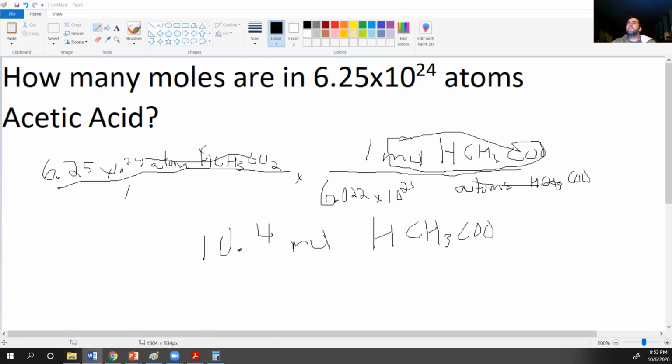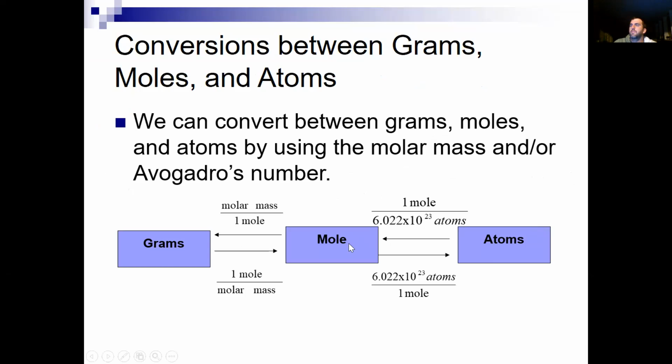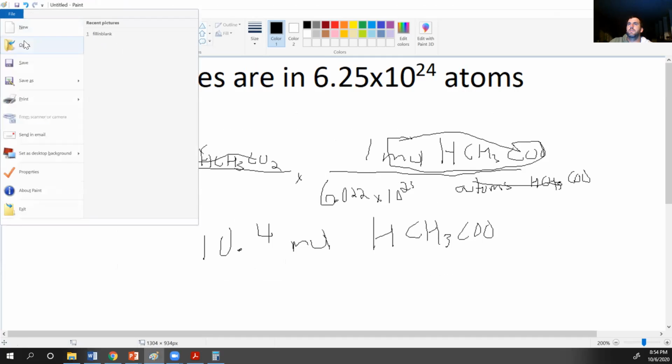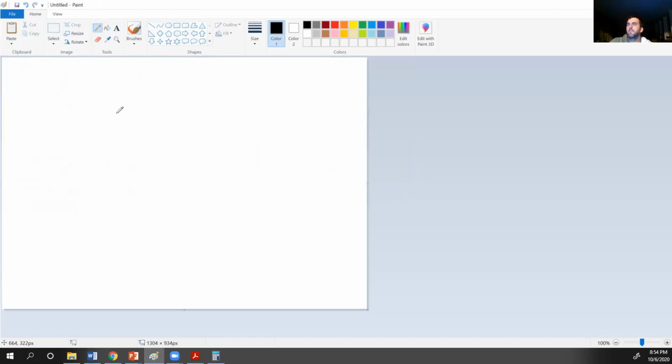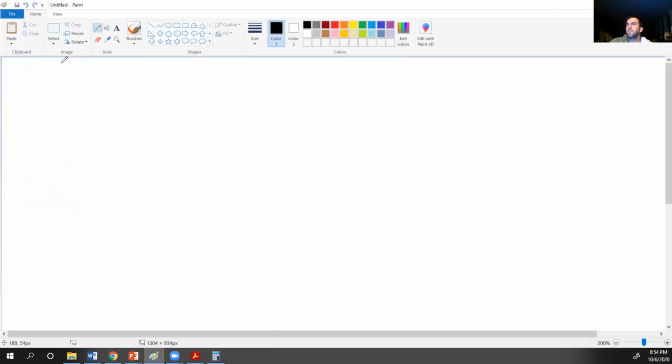Okay, so those are the one-steppers, okay? Because those are going from either atoms to moles, moles to atoms, or grams to moles, or grams to atoms. So now our next thing is we're going to take 2 steps in these. Okay, we're going to take 2 steps in these. So, new example.